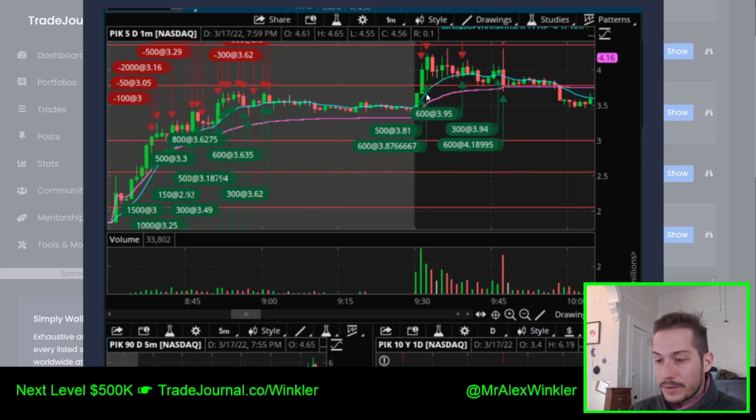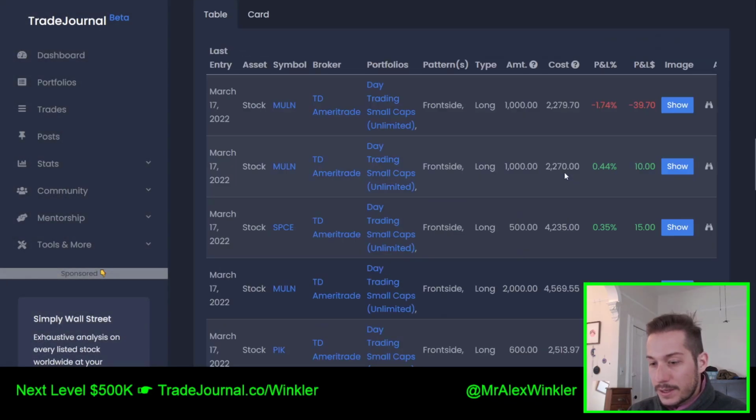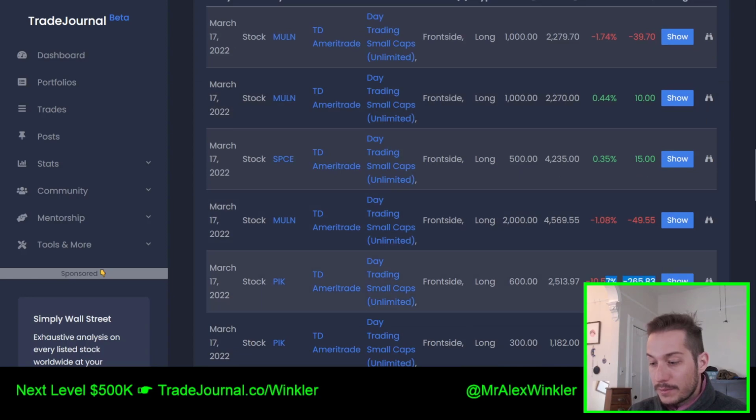I didn't get aggressive enough on this breakout. And then finally I'm like, I should size up, blah, blah, blah. And then look, I get flushed on this last trade. So that's really not so good on PIK. Yeah, PIK last trade was a red one.